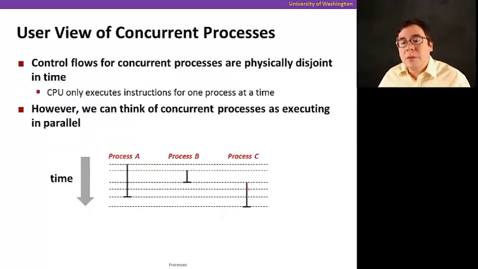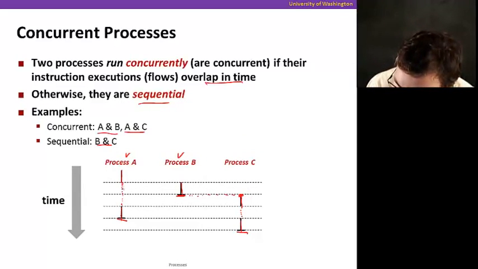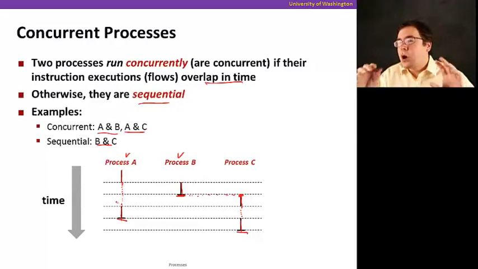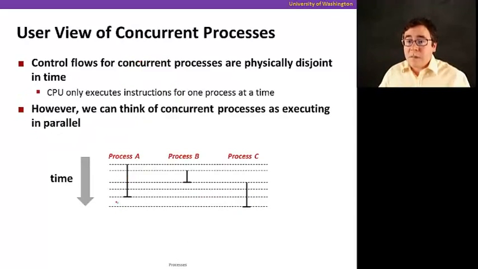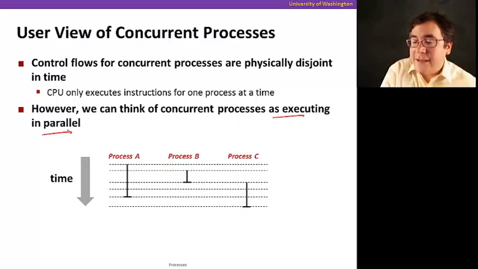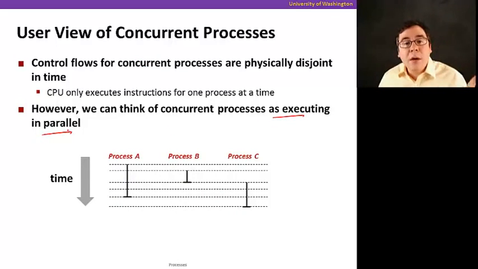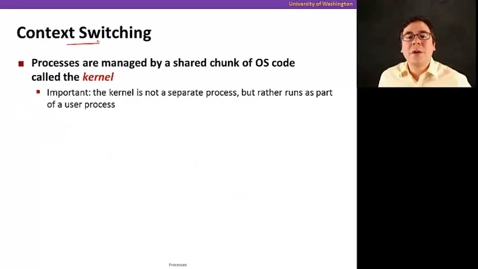Now, the user view of concurrent processes is as if they are actually running at the same time. That's the illusion that they have full control of the CPU, when in reality a process might be paused but still conceptually executing, but not actually making use of the processor. So we can really think of concurrent processes as executing in parallel. Now how does that work? Say they have a single processor and you have multiple processes running at the same time. We need some mechanism that bounces between processes. This is what we call context switching.